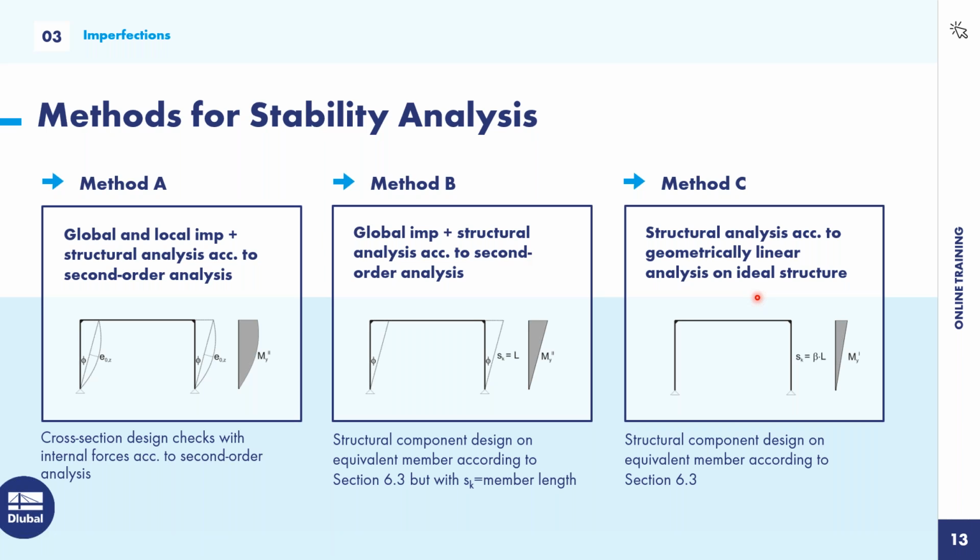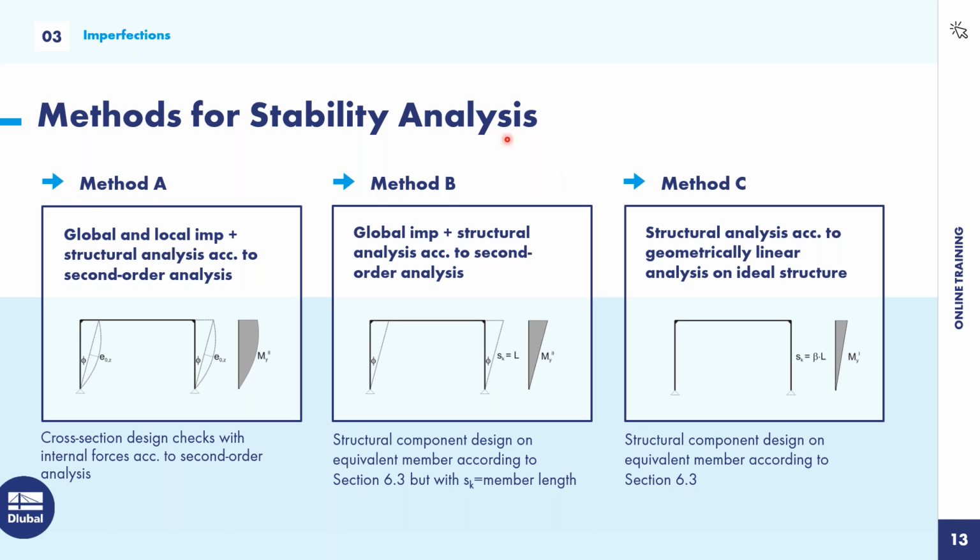This is also the method you learn very often in your study. So we calculate the structure according to a geometrical linear analysis, so first order, on an ideal structure, with ideal internal forces which normally don't appear in reality. But we have to calculate the equivalent member length, and this is something we can do for easy structures with the help of some tables and some books, or we can also consider this with the help of our add-on Structural Stability.